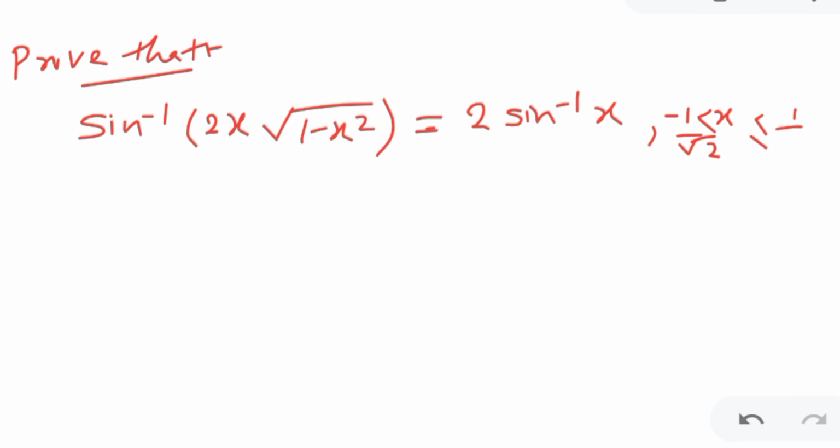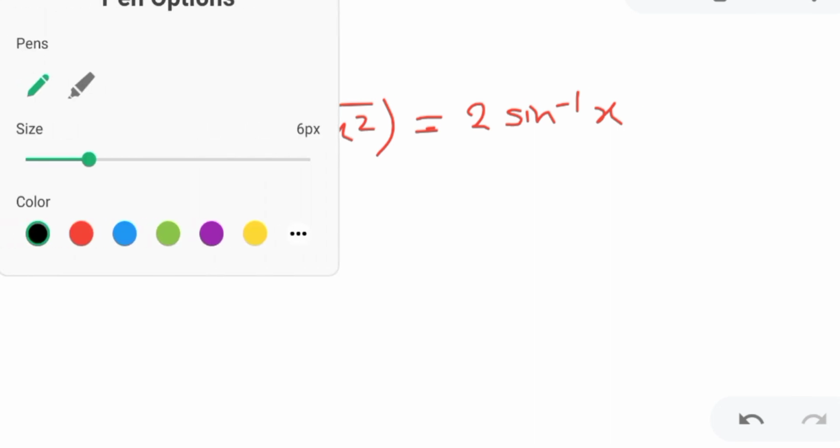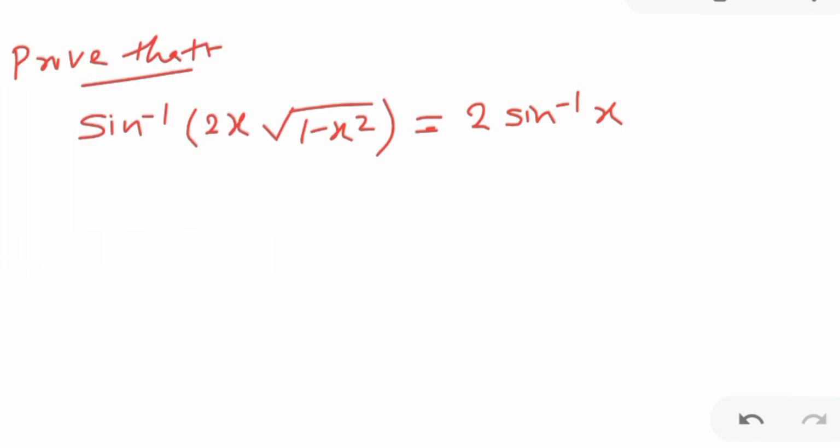1 upon root 2. But this is not of any use to you. Okay, you don't have to worry about this. Leave this. This will be just given in the question based on the condition, but we don't have any use of this in this question. I will just solve this part directly. So this is of no use as of now in this type of question. We don't have to worry about those things.